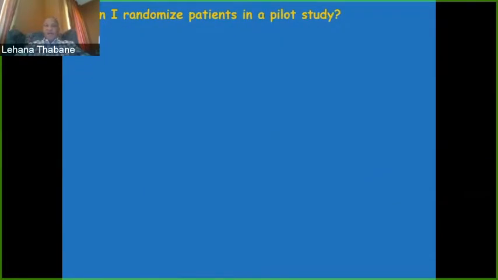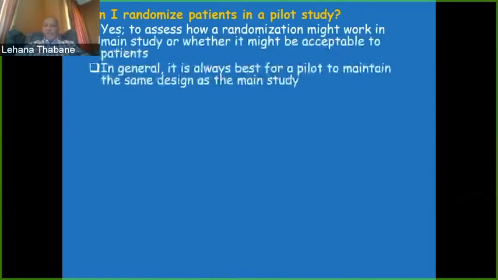Can I randomize patients in a pilot? The answer is yes. Some of the pilot trials, the main reason why you may be doing a pilot is to see whether randomization would be feasible. Would it be acceptable to people to want to participate knowing that they might be randomized to placebo, as an example?